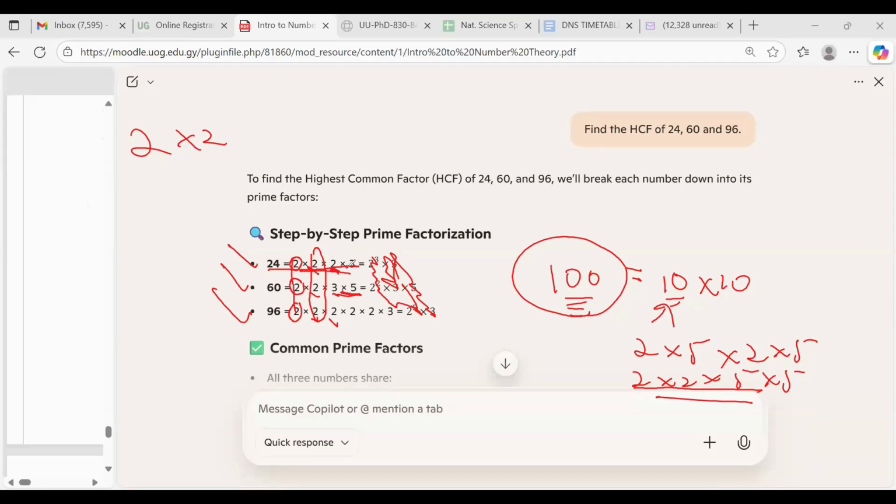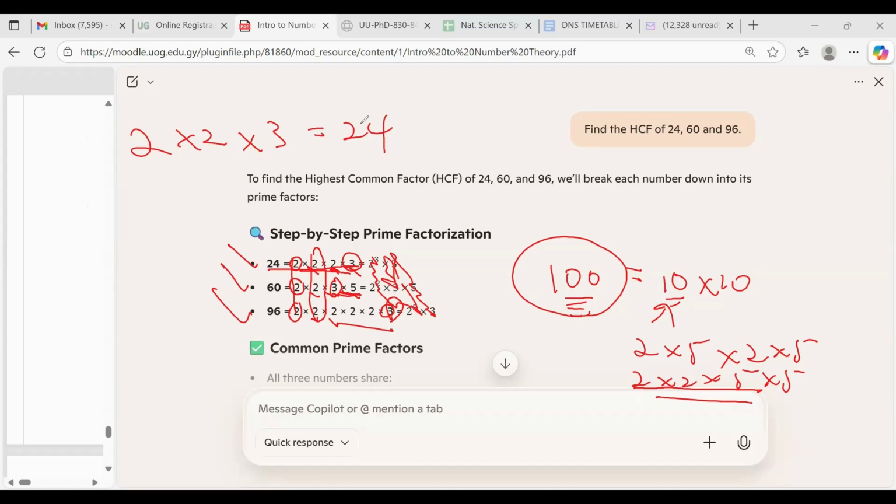Same thing with the 3, there's a 3 here, there's a 3 here, but no 3 here. Oh yes, there is a 3, sorry. So there's a 3 there, there's a 3 here, and a 3 here. So you put on a 3. And there are no other common factors. There's a 5 here, but no 5 in this one, nor this one. And then you multiply and get your 24, right?